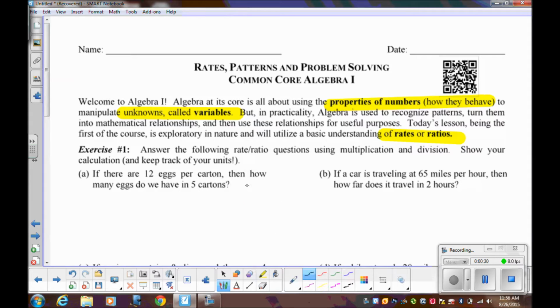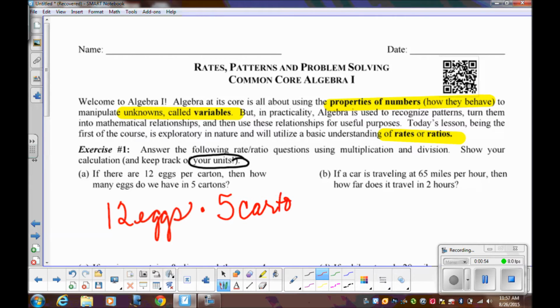So let's start off with this first one. Answer the following rate ratio question using multiplication and division. It also reminds us to keep track of our units. So if there are 12 eggs per carton, then how many eggs do we have in 5 cartons? So that's going to be a multiplication. So we should end up with 60 eggs total.